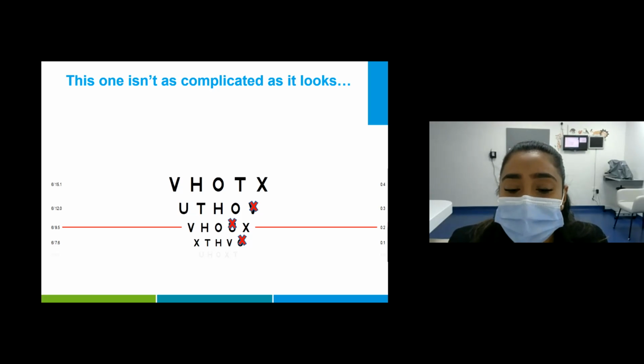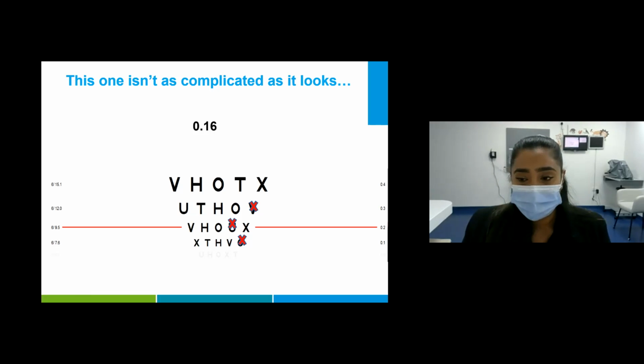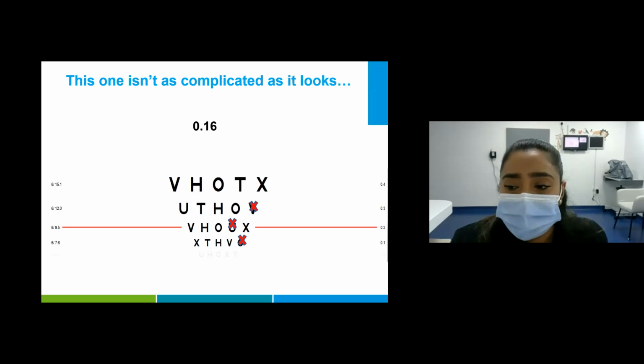So the score would be 0.16, because you have to bring those forward, if that makes sense. So take off the 3 from the bottom line, make it easier, and then you have your score.